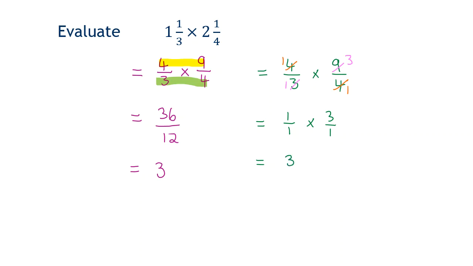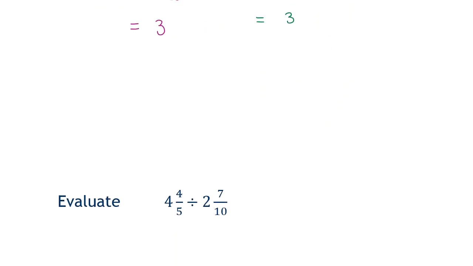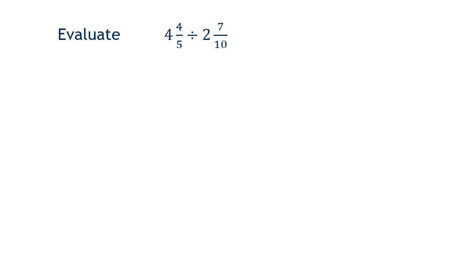Now you might think, why bother with all of this cancelling when I can just simplify at the end? And of course it's absolutely fine to simplify at the end, but sometimes the numbers can be a little bit bigger, a little bit unpleasant. So if there's some diagonal cancelling like we saw here, then I would recommend that you try and simplify as early as you can. Now I said we would do some dividing as well, so here we go.